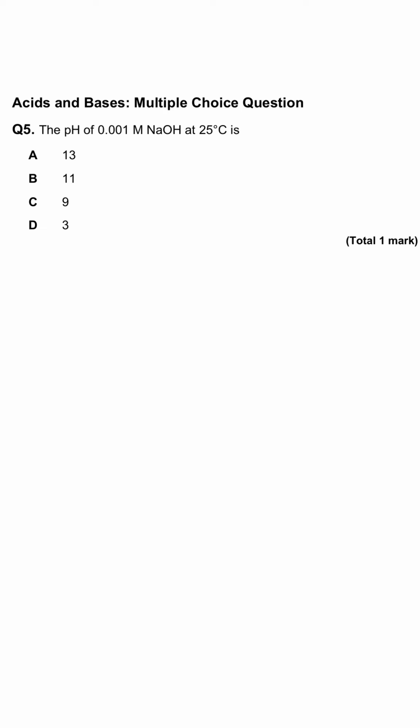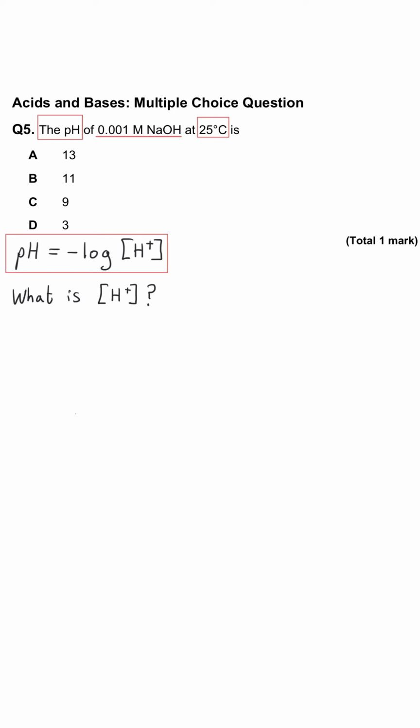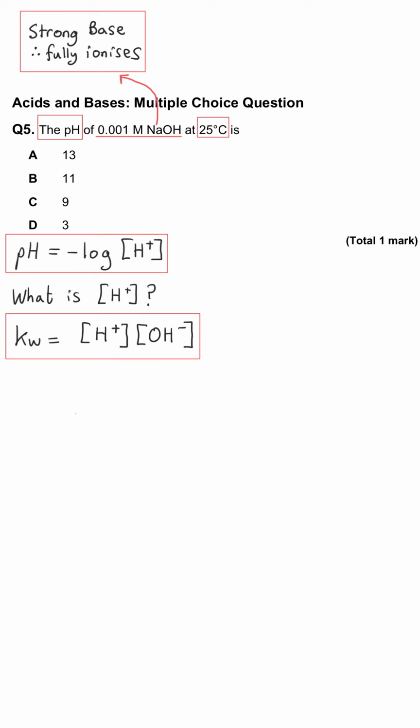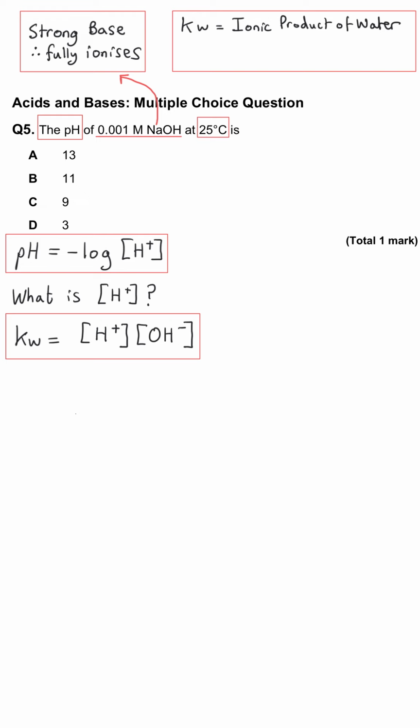The pH of a 0.001 moles per decimeter cubed solution of sodium hydroxide at 25 degrees C is... Well, if we're asked to work out a pH, that means we need to use pH equals negative log 10 of the hydrogen ion concentration. So in order to calculate pH, we need to find that hydrogen ion concentration. We're using a strong base here, sodium hydroxide. That means it will fully dissociate in solution. And so we need to use the Kw expression. Kw, the ionic product of water, is equal to the hydrogen ion concentration multiplied by the hydroxide ion concentration.